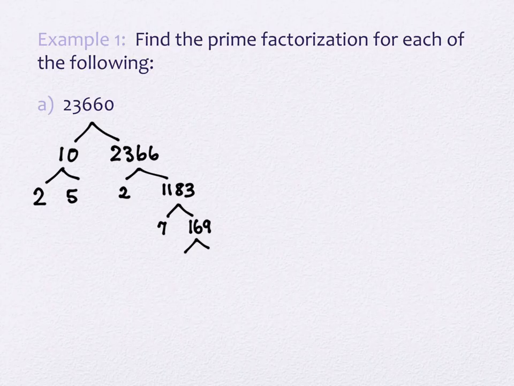What's the next prime number after 7? 9's not prime because it divides by 3. 11 would be next, right? So does it divide by 11? You'll find it doesn't. 13. This is 13 times 13.